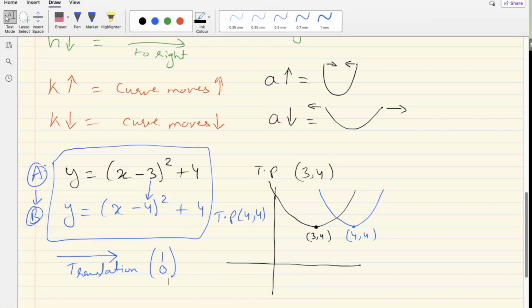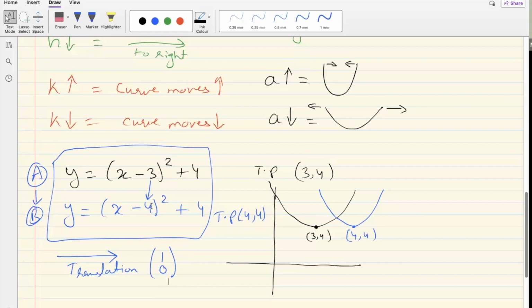First equation A, y = (x - 3)² + 4. We know that the turning point is 3, 4. New equation, y = (x - 4)² + 4. The only change is the value of h. For the time being, we will definitely adjust all values and see what happens. So from 3 to 4, the value of h increases, and the graph moves towards the right hand side by 1 unit.